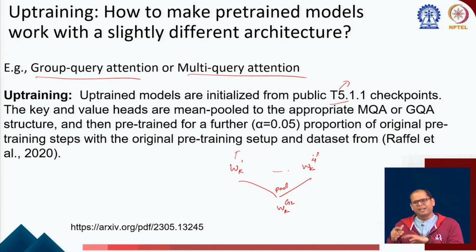So it's like continual pre-training with a different representation, a different architecture, you can say. I start from these checkpoints, do pooling to get these groups, and then with some small alpha proportion of the original data, I continue pre-training so that it is now used to making use of these groups rather than the multi-head attention. That's what is called uptraining.